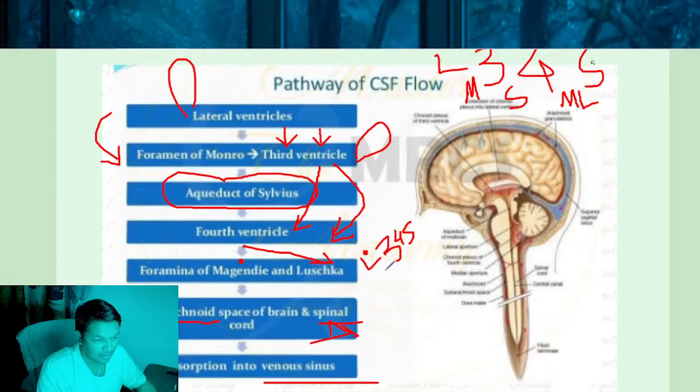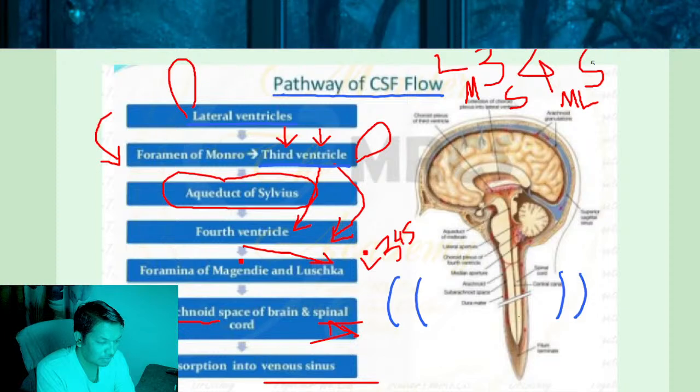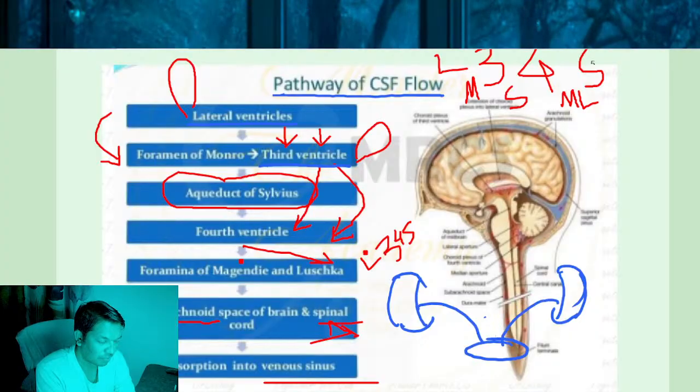Okay. Now the pathway of CSF. This is a simple CSF pathway. The picture is not very clear, but we can remember. CSF first comes from the lateral ventricle to the third ventricle. Suppose this is the third ventricle. They come through the foramen of Monro. So lateral ventricle to third ventricle through the foramen of Monro.